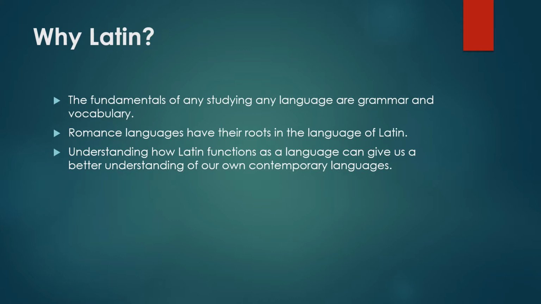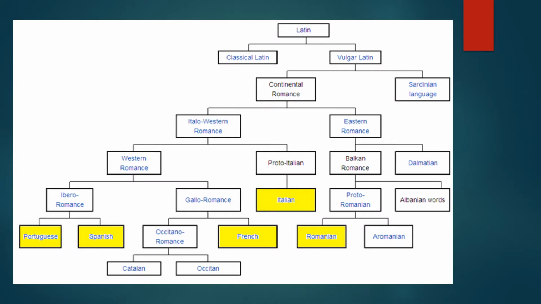As with any language, the fundamentals of studying Latin are grammar and vocabulary. And many of our modern-day Romance languages have their roots in the language of Latin. So understanding how Latin functions and operates as a language can give us a better understanding of our own contemporary modern-day languages. So as we can see in the diagram, there are 5 languages which are highlighted in yellow: Italian, Portuguese, Spanish, French, and Romanian. And all 5 of these languages derive from Latin, that is to say, they come from Latin.